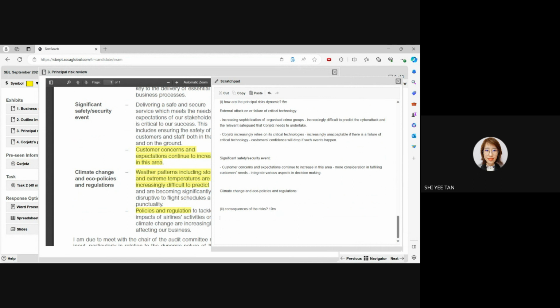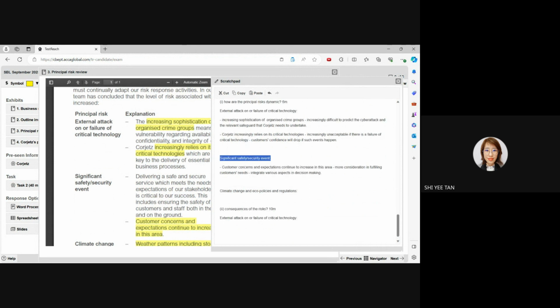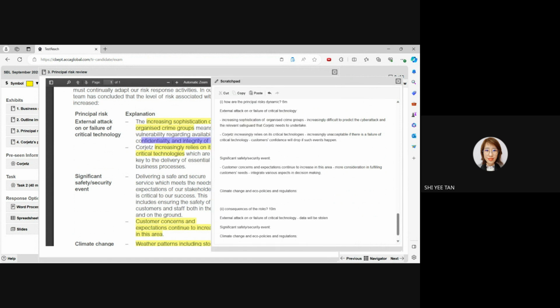Now, consequence of the risk. So we're talking about the same risks. Talk about them one by one. External attack or failure of critical technology. What's the consequence? The consequence is data will be stolen, maybe, because they talk about data. Okay, confidentiality and integrity of data, right? Data will be stolen, customer information will be leaked, right? Okay, then lose the trust.